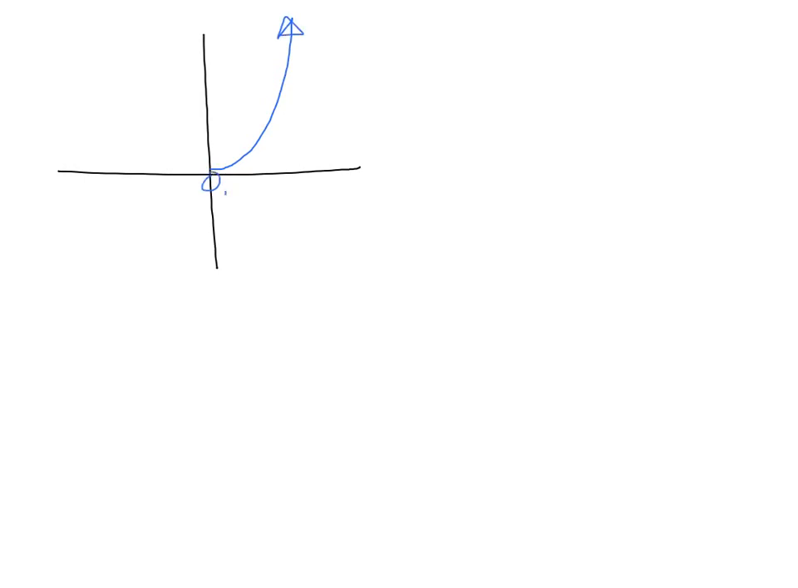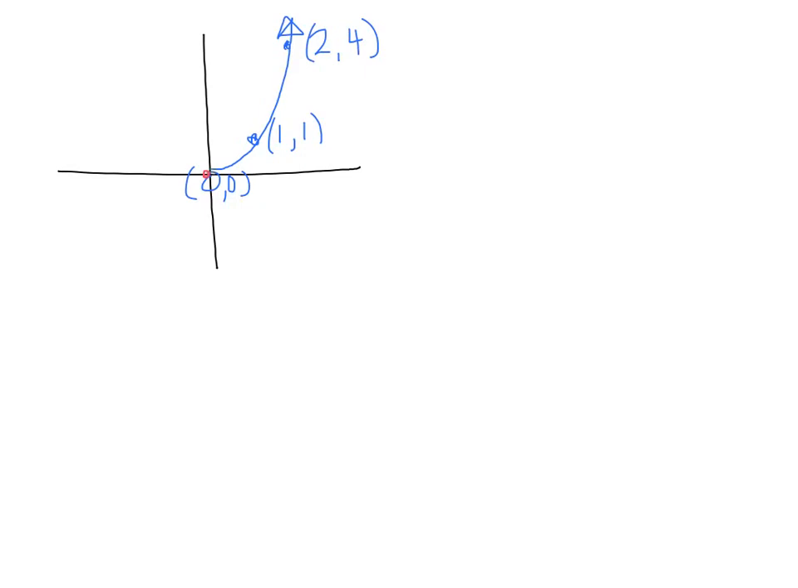So I have this 0, 0 point. I have the 1, 1 point. Remember our special points? And I have the 2, 4 point. So what would be the inverse function of this? What would it look like? So I'm going to take these points and I'm going to reverse the x's and y's.